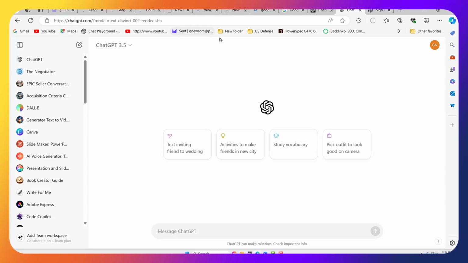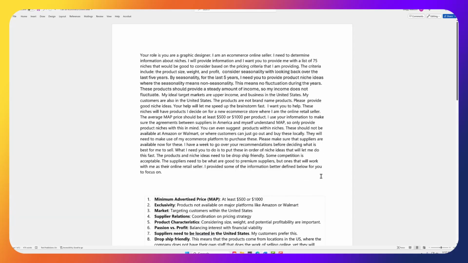Now what we want to do is make use of our commands. It's a big, long one. So I'm just going to assume you don't know AI, because I don't really know any better. Again, in module one, we looked at the various things we want to look at, and that includes the map price being at least 500 or 1,000 a product. I want to make sure that the products are not available on Amazon or Walmart, or people could simply go there. I tell it the market is going to be in the United States.